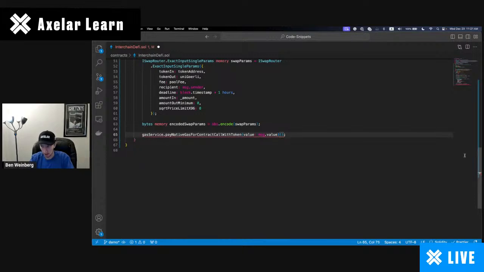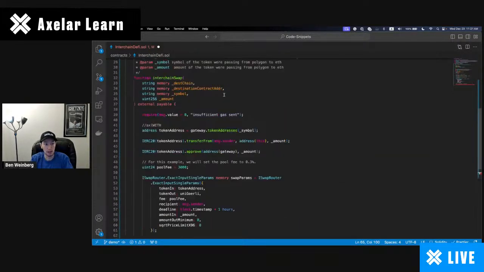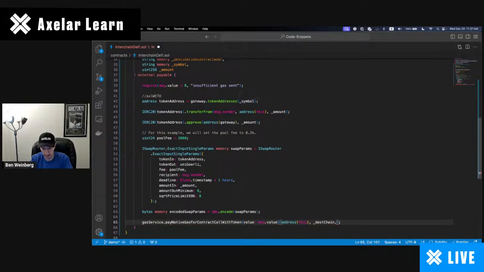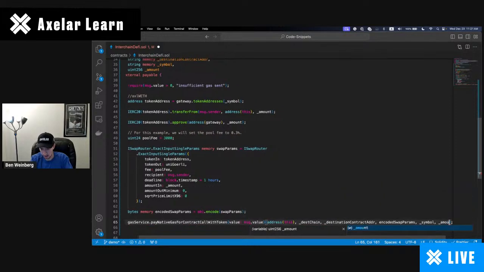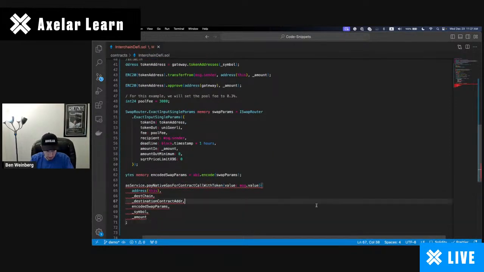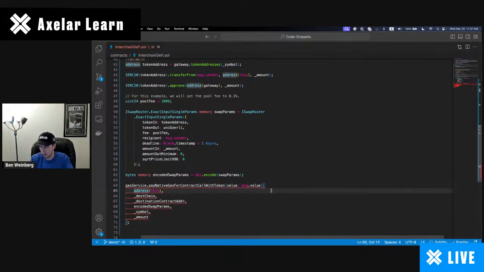And now let's send in our parameters. So who is paying this transaction? It is this address. Where is it going to? These are the parameters from up top. So where's the transaction going to? It's going to the destination chain. Where on the destination chain? The destination contract address. What is the message we're sending? It's going to be this encoded swap params. What is the symbol? And what is the amount? And now we have a lovely error, which, what did I do wrong here?